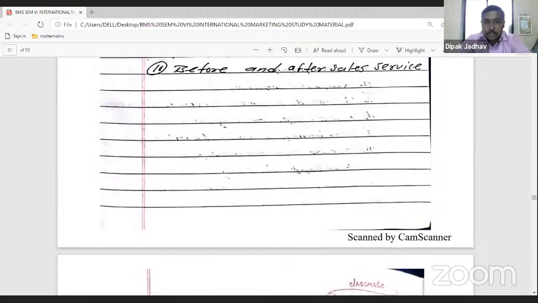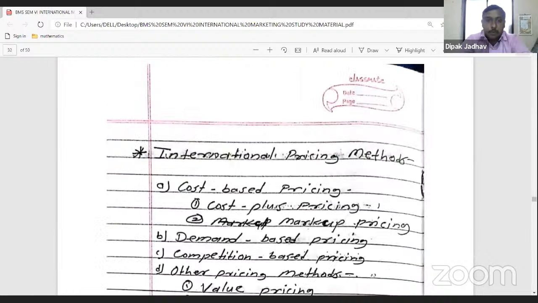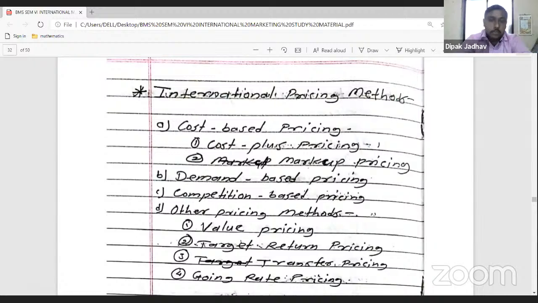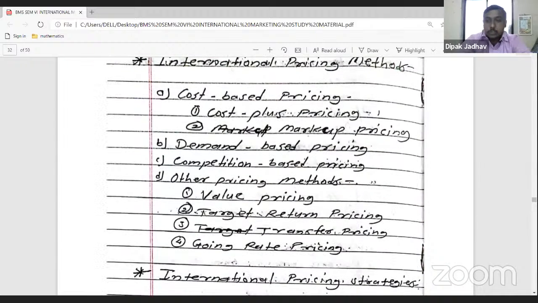The next part is international pricing methods. How can we price? First is the cost-based method, which means whatever cost you have, plus your profit, makes the price. Then market pricing: we need to decide what the minimum price should be and how we can set a better price than expected. Then demand-based pricing: on the basis of demand, we can increase the price. Then competition-based pricing: on the basis of competition, we can increase or decrease the price.